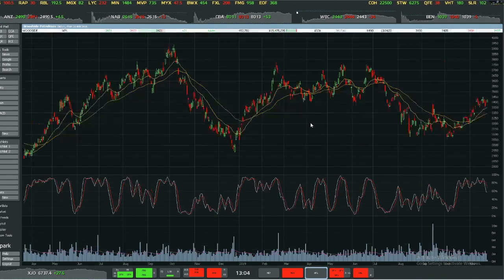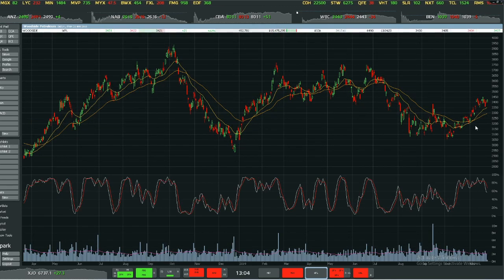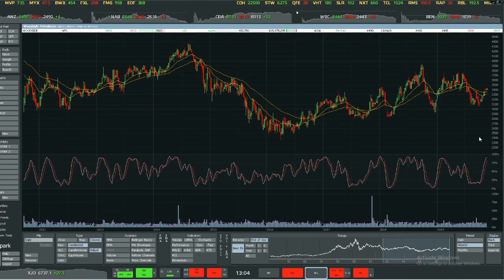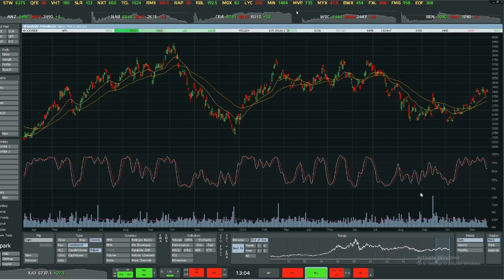So WPL, let's see what that's doing. That's a bit different. It's really choppy. I don't like that action there. That's a key higher low. I think that's got a fair bit of work to do before we get some sort of bullish action.